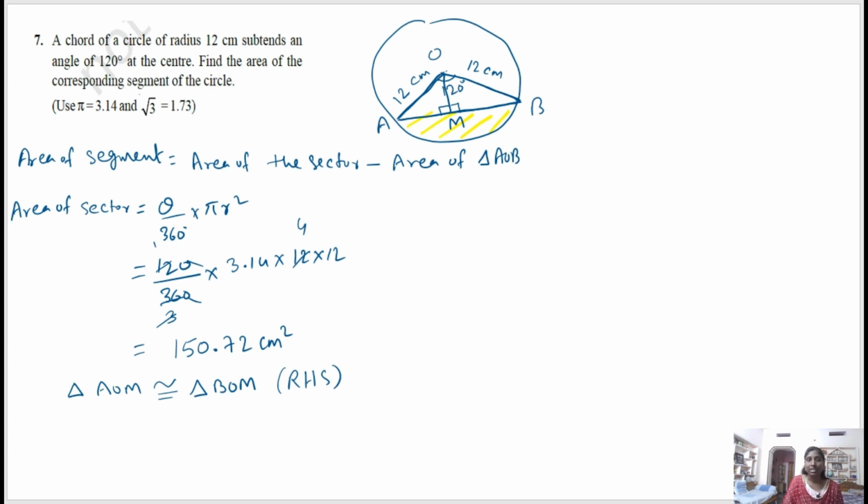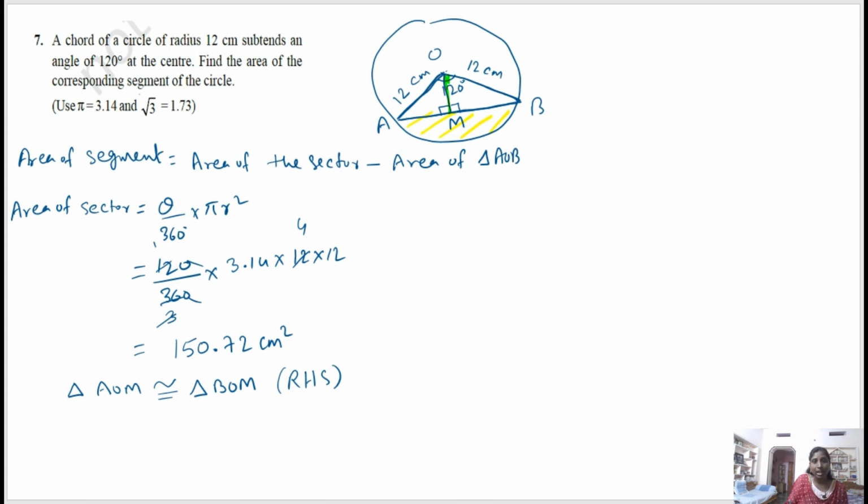And one more thing: one side is common. Which side is common? Here OM is the common side. So triangle OAM is congruent to triangle OBM. Okay, so here we can write.